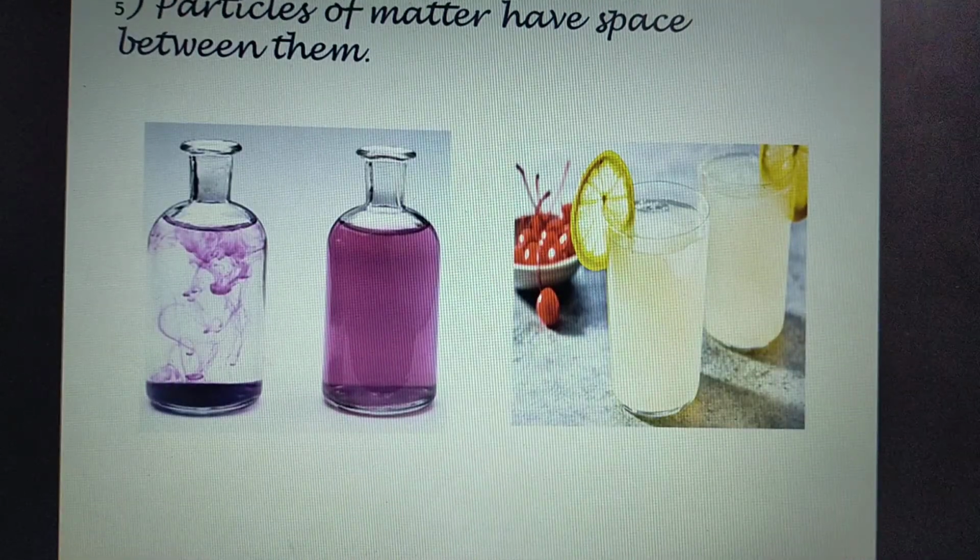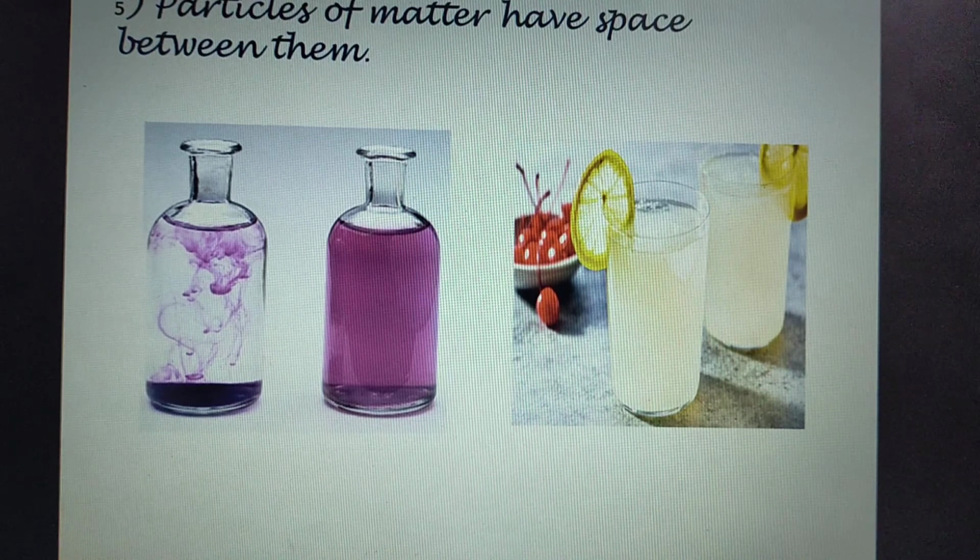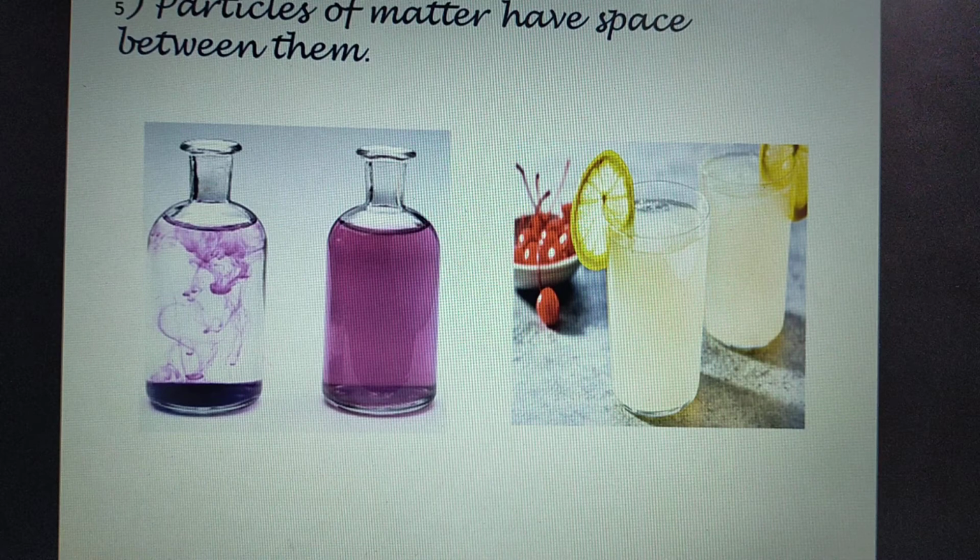The last property is that particles of matter have space between them. This activity we have performed earlier also. During the dissolution of salt in water, the particles of salt occupied the empty spaces between the particles of water.